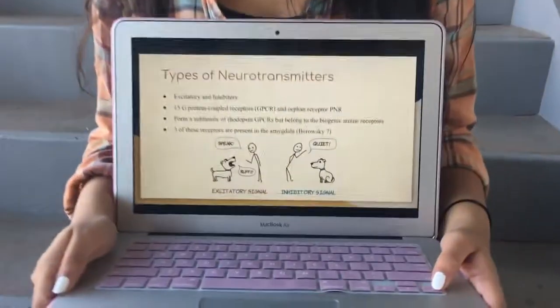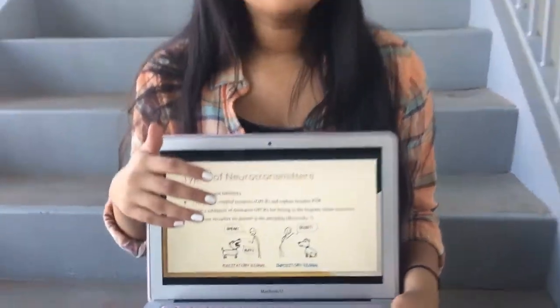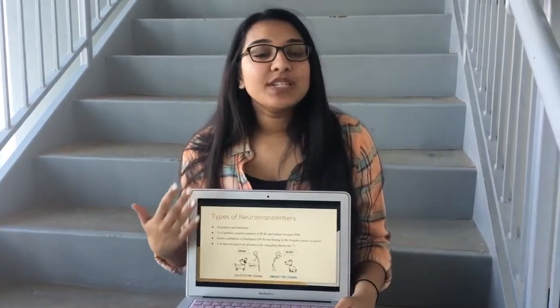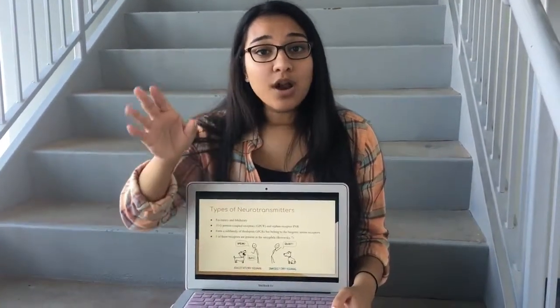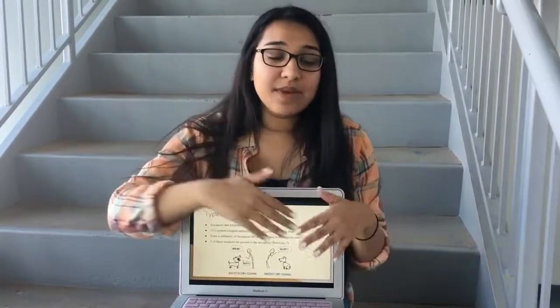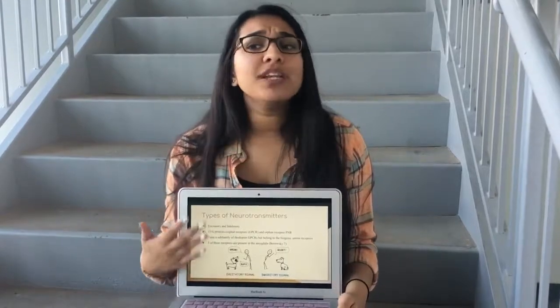So the types of neurotransmitters: you can have excitatory and inhibitory. Excitatory means that an action potential is likely to happen, and an action potential is basically the probability of one neuron firing to the next neuron and then the next neuron, which lets the message continue to send. Inhibitory is when an action potential will probably not occur.